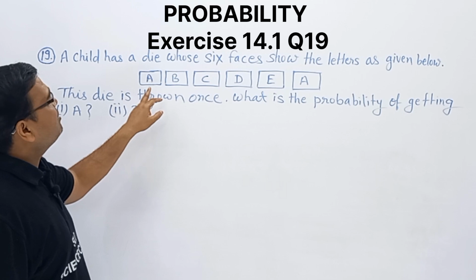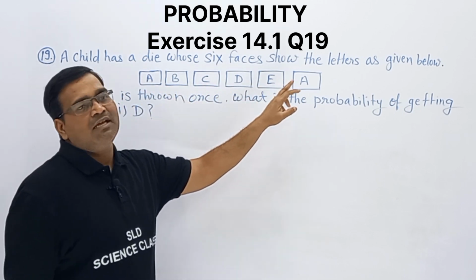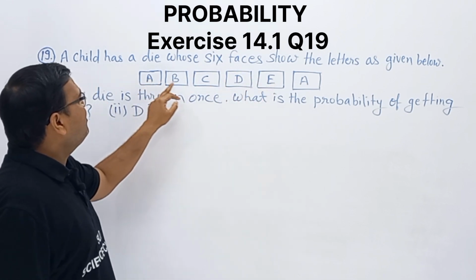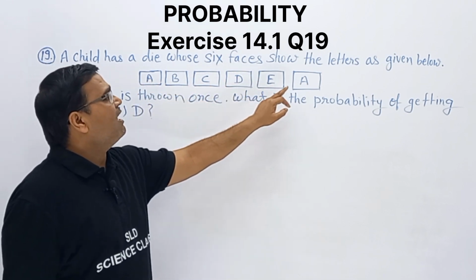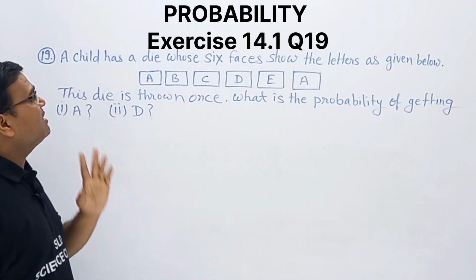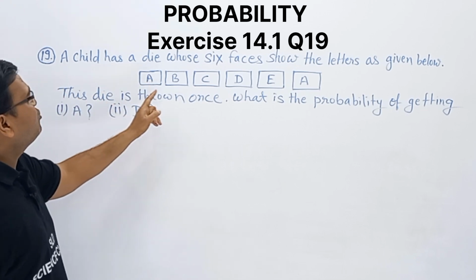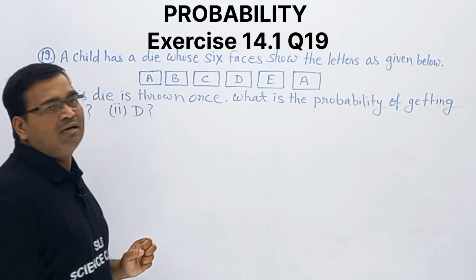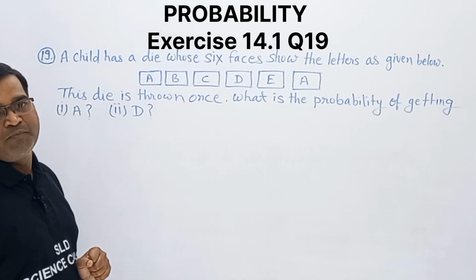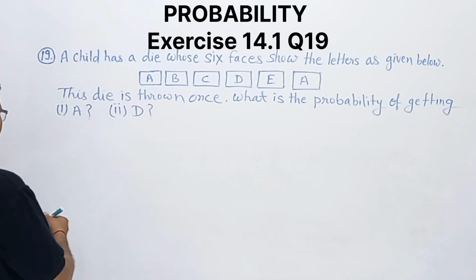On the faces of the die we have A, B, C, D, E and A. Two faces have A. Clear? This die is thrown once. Once we throw a die, total possible outcomes will be what? 6. Clear? So, observe this question.